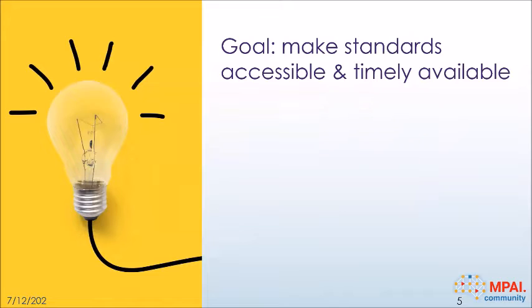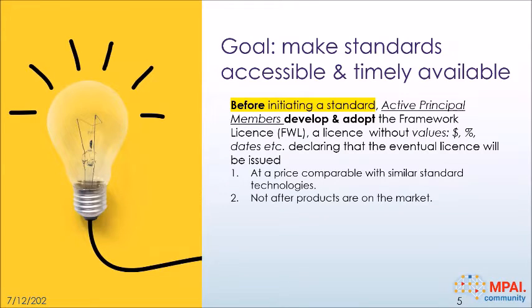So this is the technical part, which is very important, but there is another important part. It is good to make standards, but it is bad if the standards are not accessible, or not accessible in a timely fashion. So this is what MPAI tries to solve. Before initiating a standard, active principal members develop and adopt the framework license. This is a license, but it does not contain numbers. It does not contain dollars, values, percentages, or dates where things happen. But the framework license says that the eventual license, not the framework license, will be issued at a price that is comparable with similar technologies and not after products are on the market.